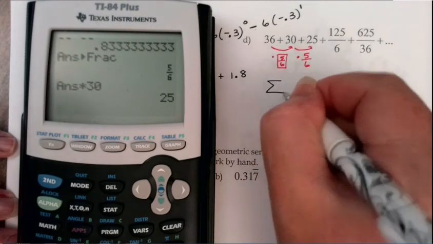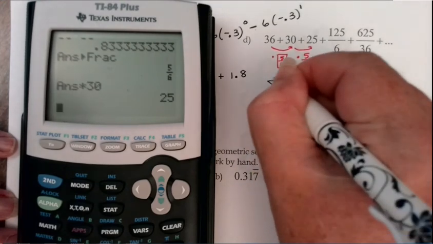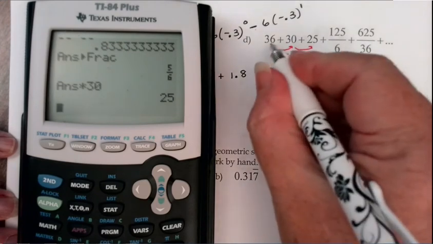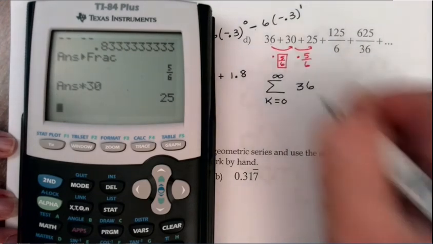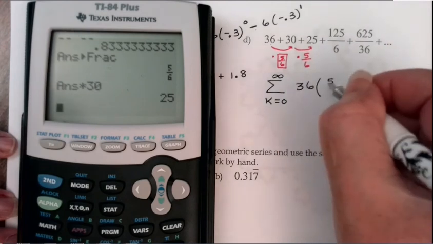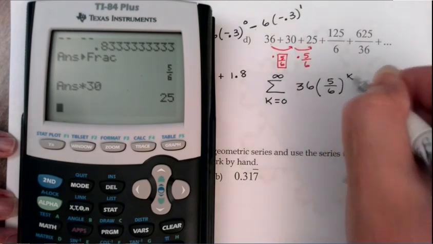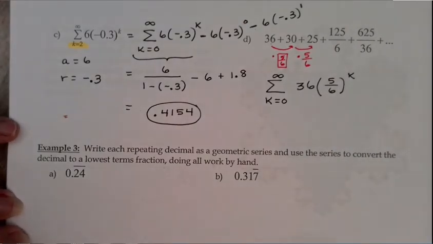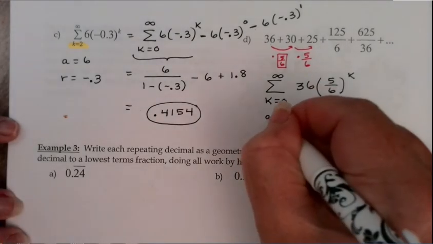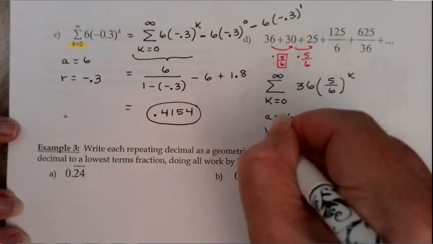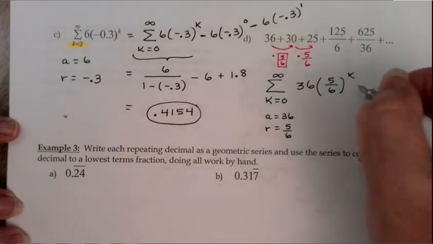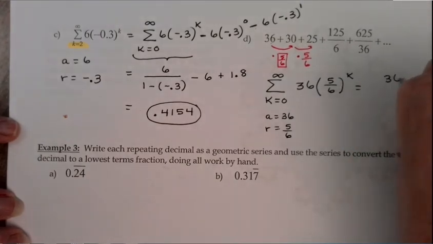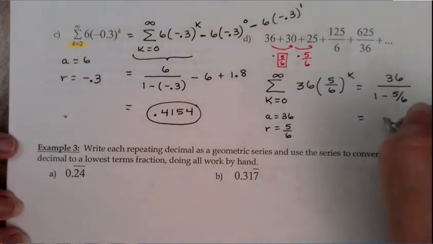So I can write this then as the sum as k goes from 0 to infinity. My a value or starting value is 36 times 5/6 to the k power. Now that it's written in that geometric format, I can just go ahead and use my formula. Looks like we've got an a of 36 and an r of 5/6. So we'd have 36 over 1 minus 5/6, or 216.